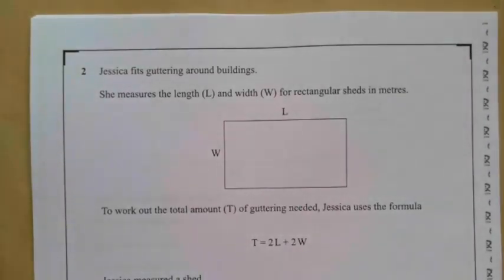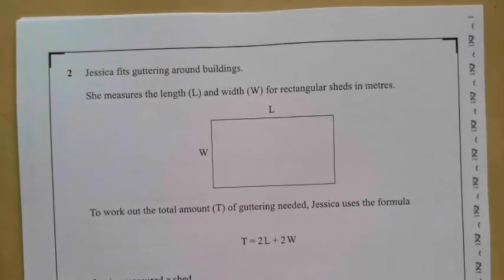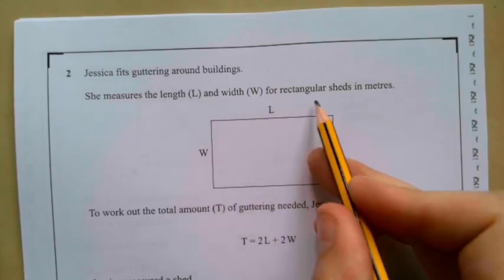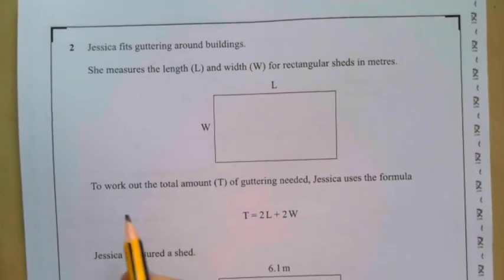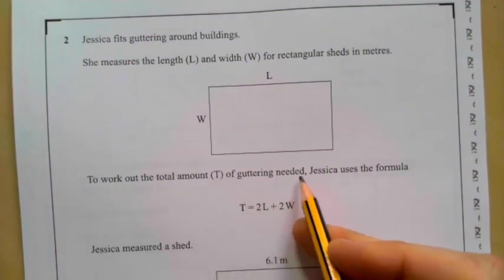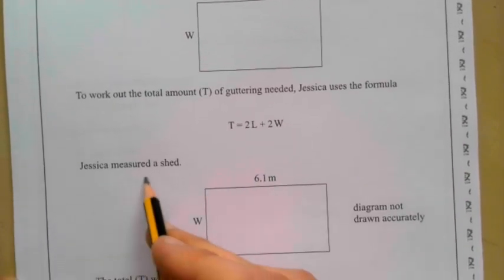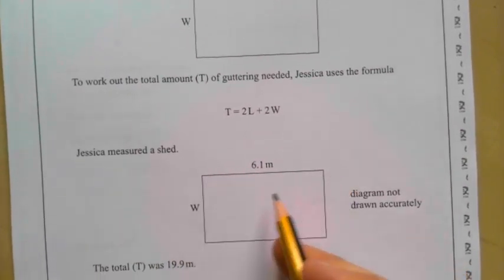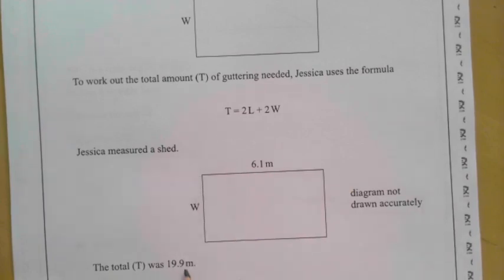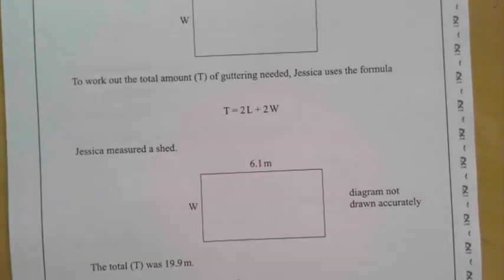Question 2. Jessica fits guttering around buildings. She measures the length and width for rectangular sheds in meters. To work out the total amount T of guttering needed, Jessica uses the formula 2L plus 2W. Jessica measured a shed. It was 6.1 meters by this. The total T was 19.9. Work out the width of this shed.